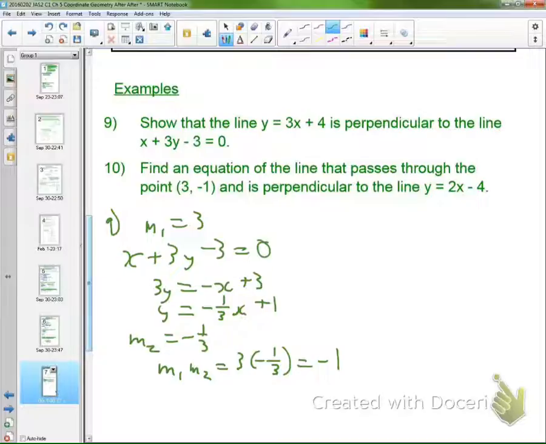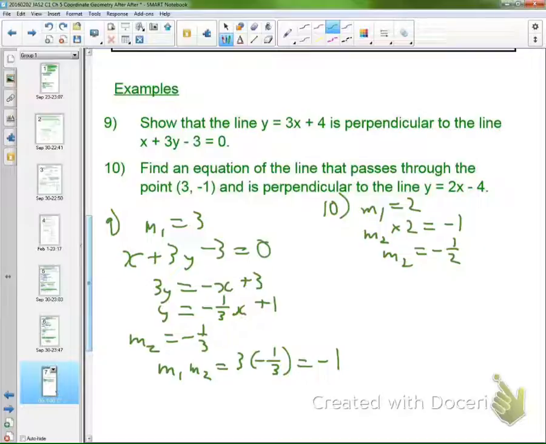For question 10, we want a line that passes through a point and is perpendicular to this other line. So, the gradient of our given line is 2, and we want a gradient that is perpendicular to that. So then m2 times 2 is going to equal negative 1, so m2 is equal to negative 1/2. So that is the gradient of our line.